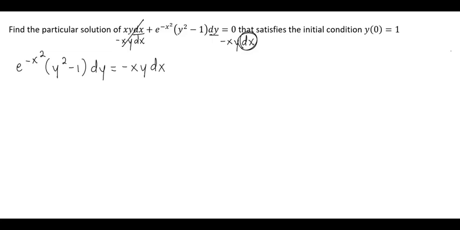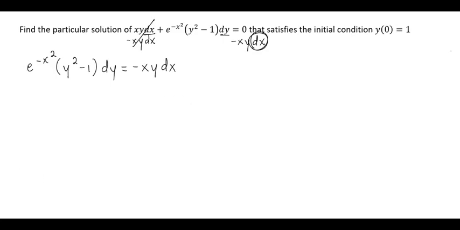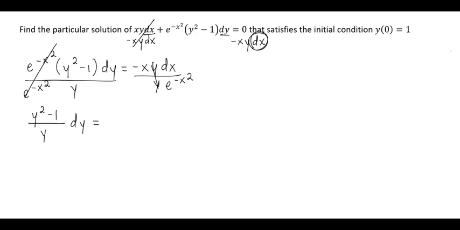So now we need to move things around so that only x's show up on the right side and only y's show up on the left side. So I'm going to divide both sides by y. So I can cancel this y out from the right side of the equation, and I'm also going to divide both sides by e to the negative x squared. So I can cancel that out from the left side of the equation, which leaves us with (y squared minus 1) all divided by y dy is equal to negative x divided by e to the negative x squared dx.